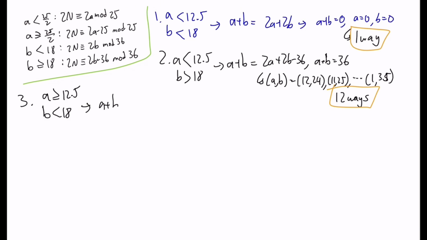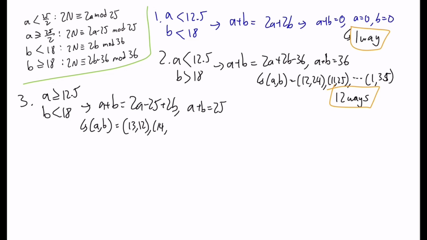This is going to give us that a plus b is equal to 2a minus 25 plus 2b. And this means that a plus b equals 25. And so for this, we have a, b values from 13 and 12, and then 14 and 11, all the way up to just 24 and 1. That is because of a's restriction. A has to be greater than or equal to 12.5. That's why we're starting from 13 and increasing. And so this much, that is 12 ways. So that's 12 more ways.